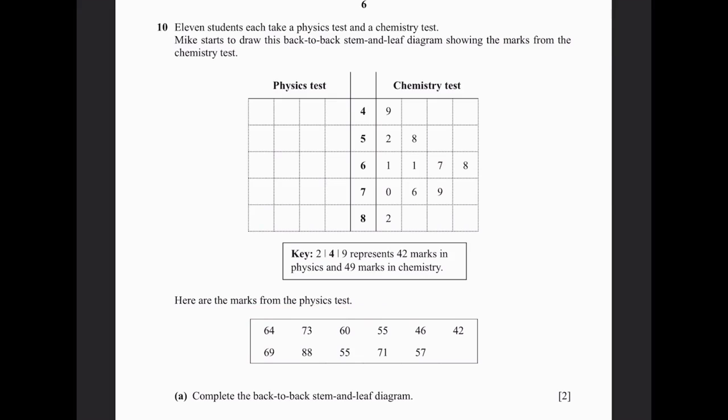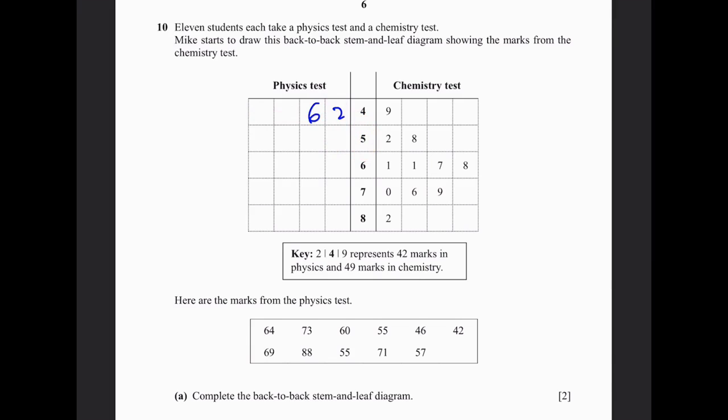We need to take the smallest value first. So for the tens digits of 4, we have 42 and 46. We can write that in. We have to write in descending order because it's ascending from the stem. So in the leftwards direction, it is ascending. From left to right, it's descending.